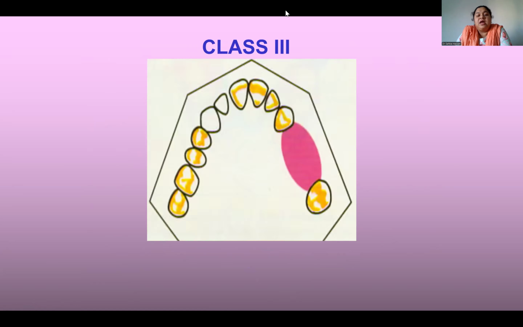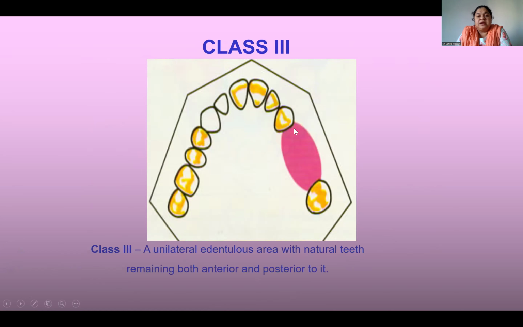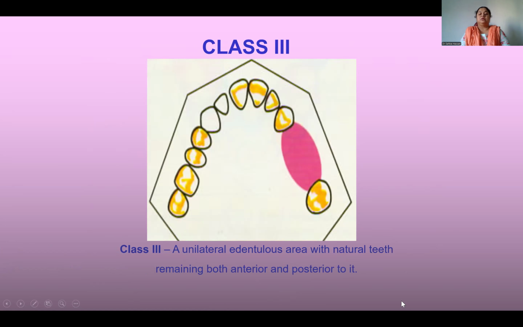Class 3, we have teeth anteriorly and posteriorly, both. So that is class 3 of Kennedy's classification: a unilateral edentulous area with natural teeth remaining both anterior and posterior to it.